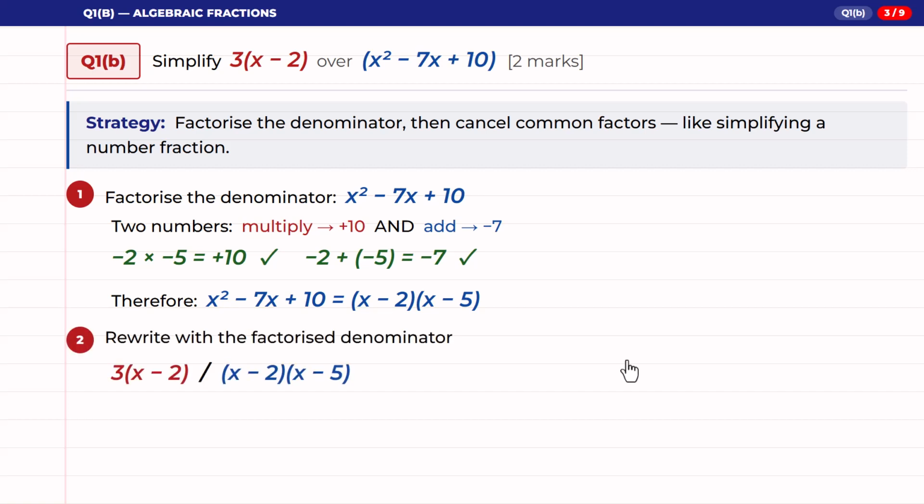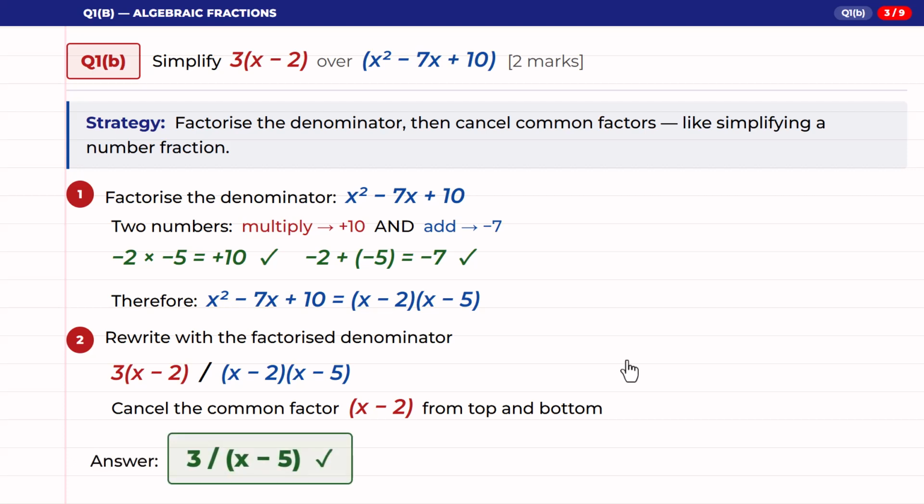Step 2. Rewrite the fraction with the factorized denominator. We now have 3 times x minus 2, over the product x minus 2 times x minus 5. Now I can see that x minus 2 appears on both the top and the bottom of the fraction. That is the common factor. I cancel it from both, leaving just 3 on top and x minus 5 on the bottom. The final simplified answer is 3 over x minus 5.